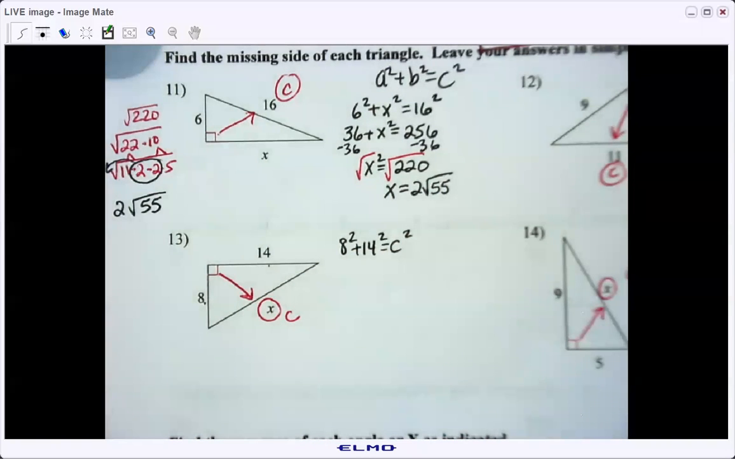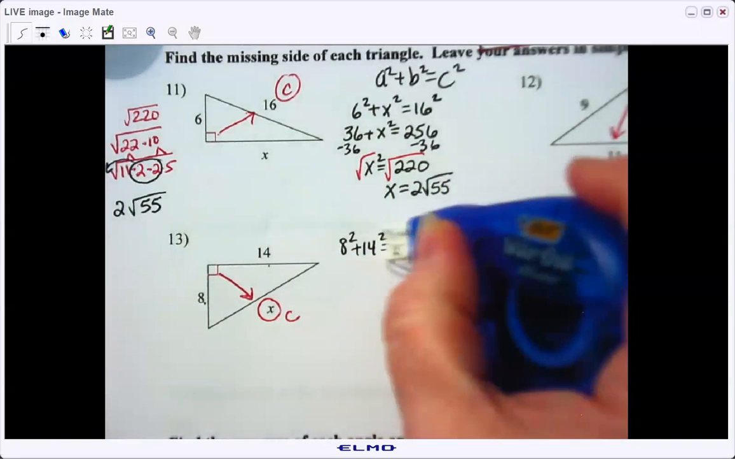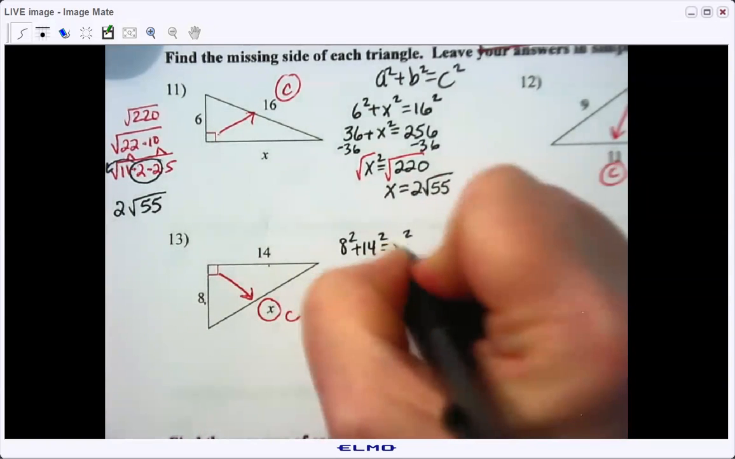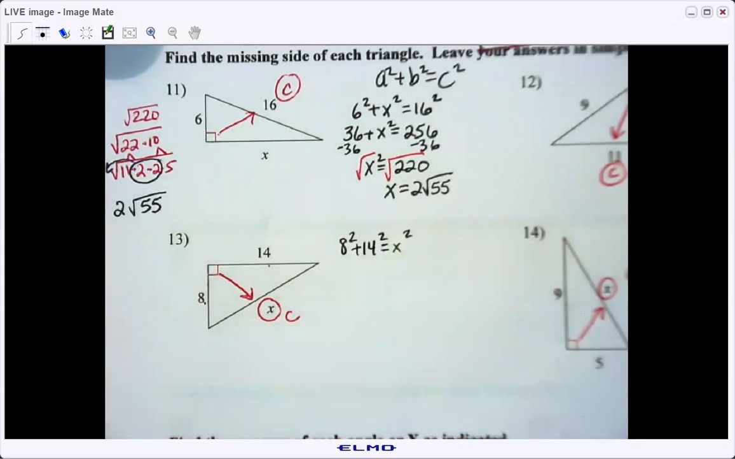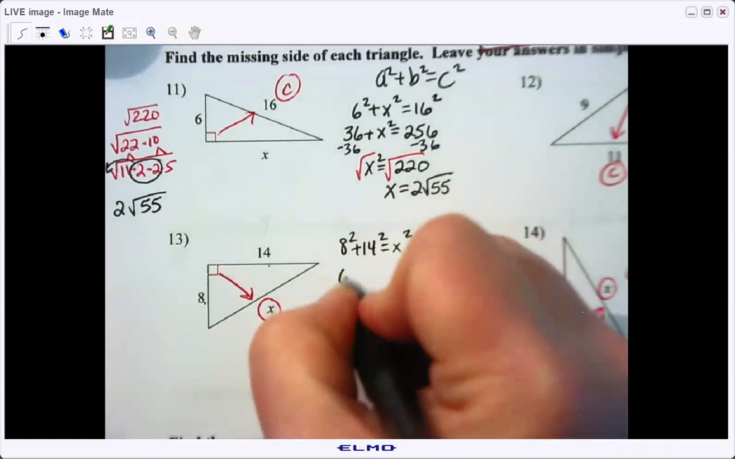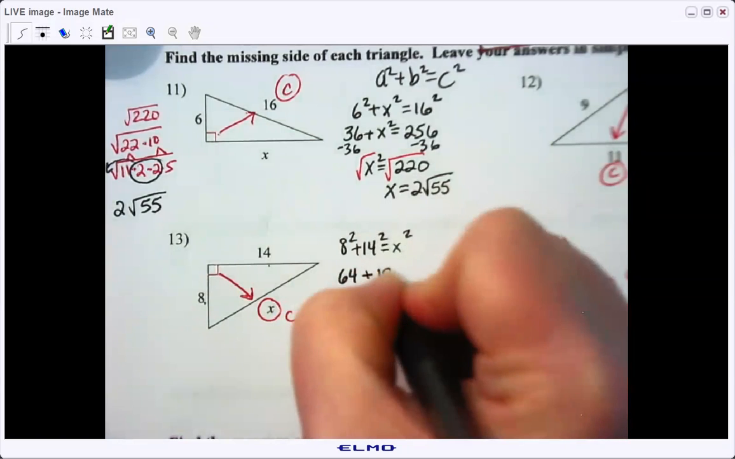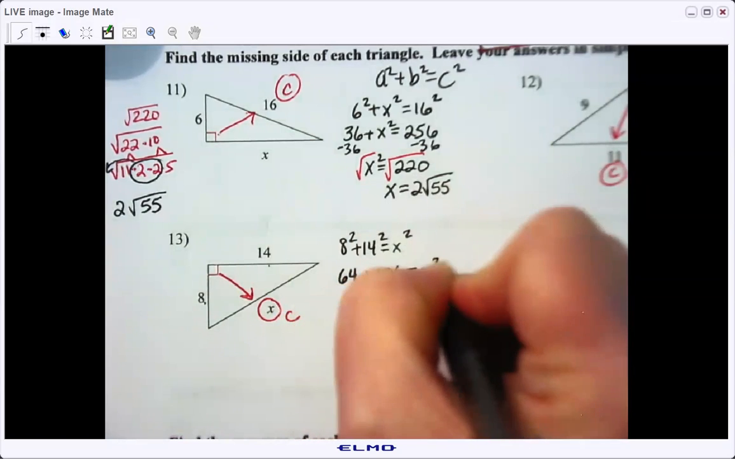Oops, that should have been an X. Let's do X. You can leave it as C, it doesn't matter. But okay, so 8 squared is 64 plus 196 is equal to X squared.